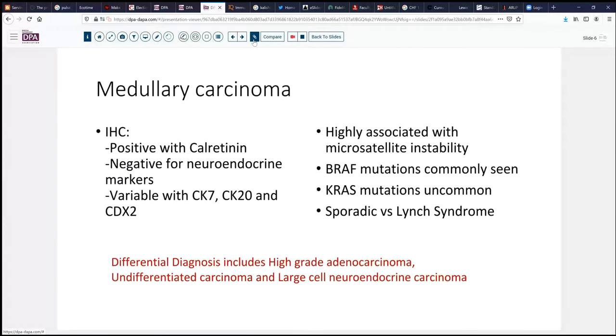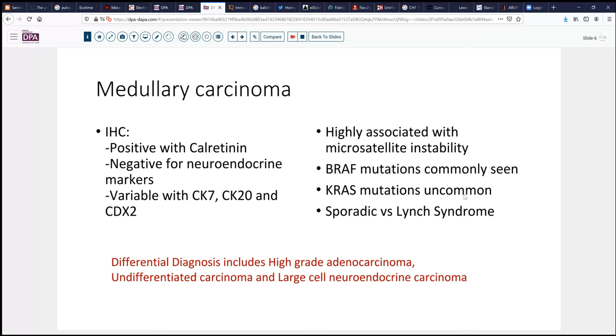The immunohistochemistry can be useful in this case. It's been reported that calretinin is positive in about 80% or potentially a higher number. It's certainly negative for neuroendocrine markers, and the conventional markers for colonic carcinoma, CK7, CK20, CDX2, can often be negative. A minority are positive with any of these markers. As I've mentioned, it's highly associated with microsatellite instability, and so testing with immunohistochemistry will usually disclose defects with MLH1 or MSH2. And BRAF mutations, an indication of the sporadic type of MSI, are commonly seen.